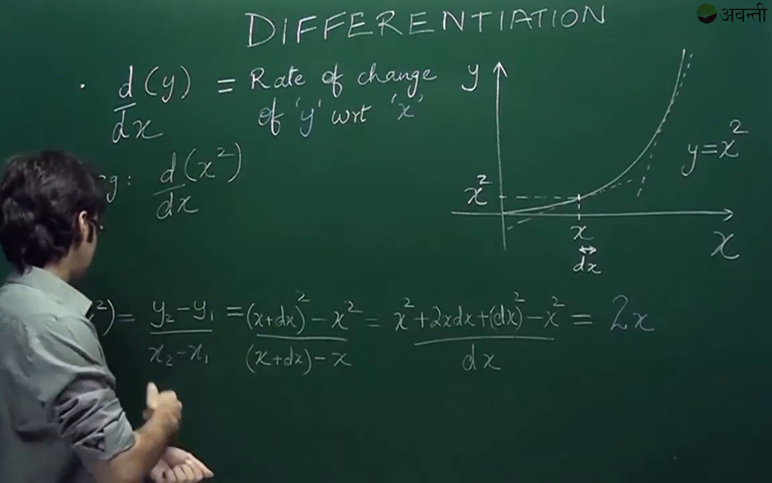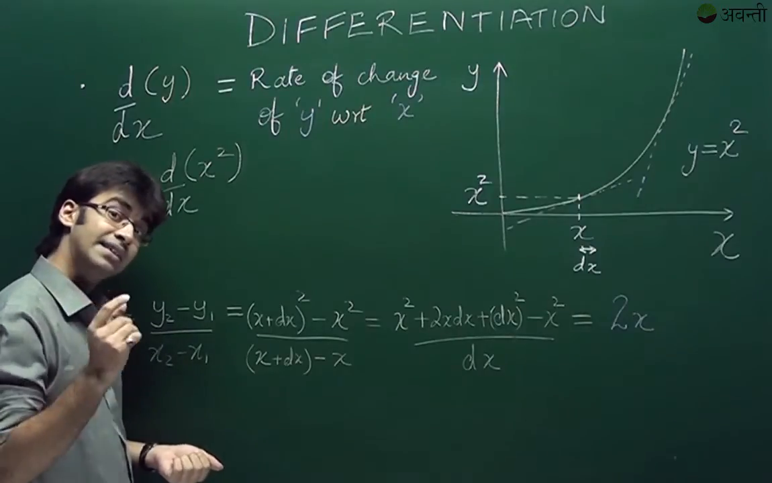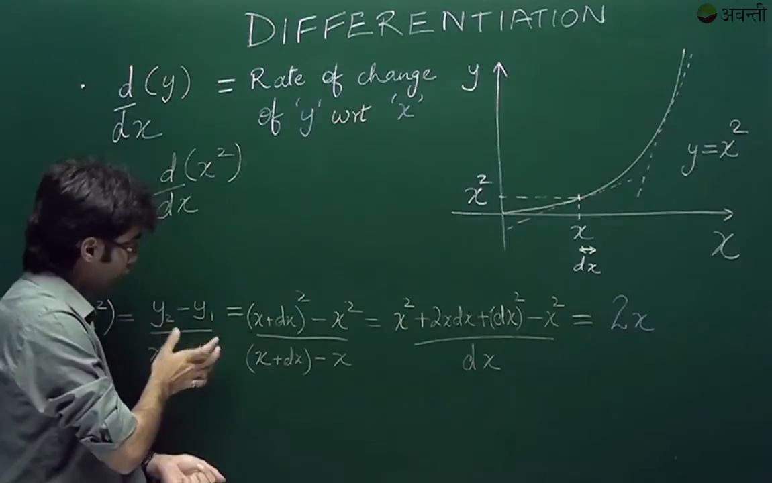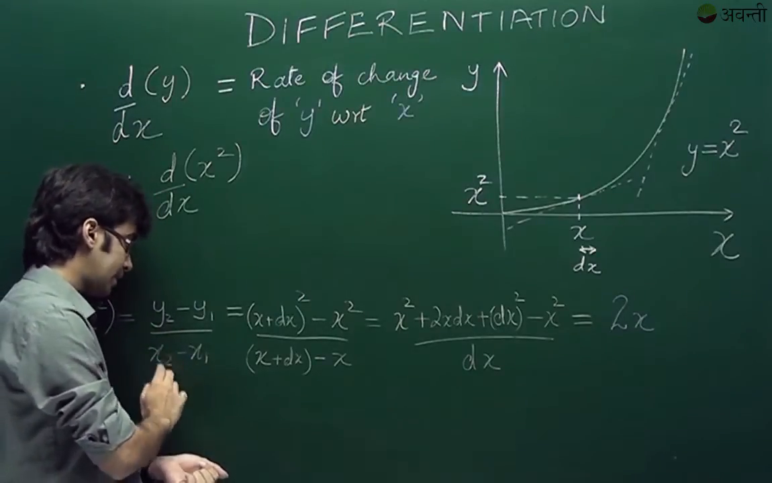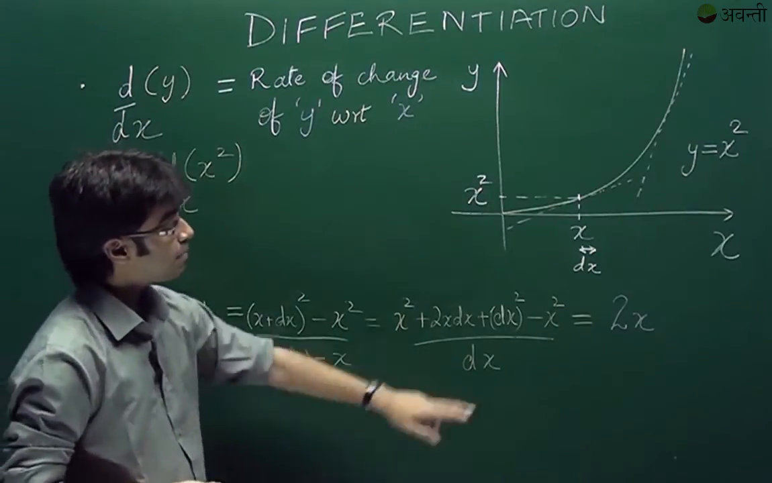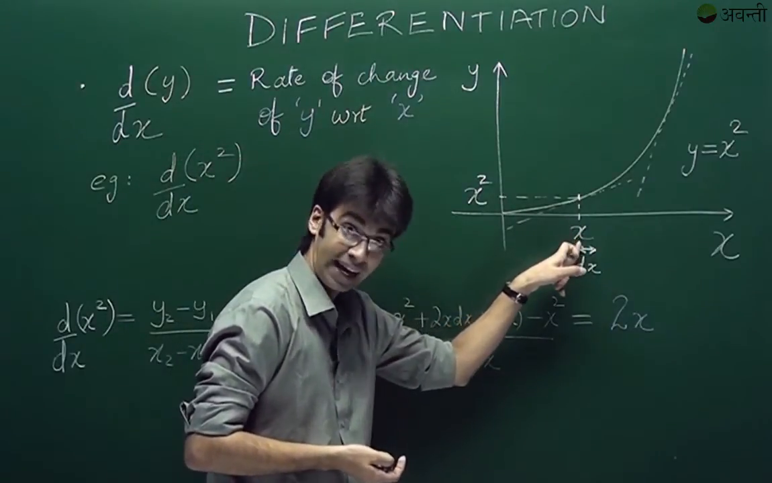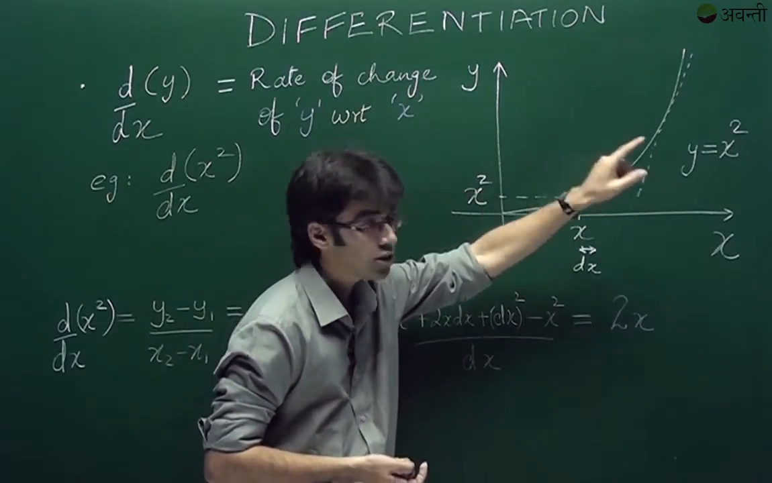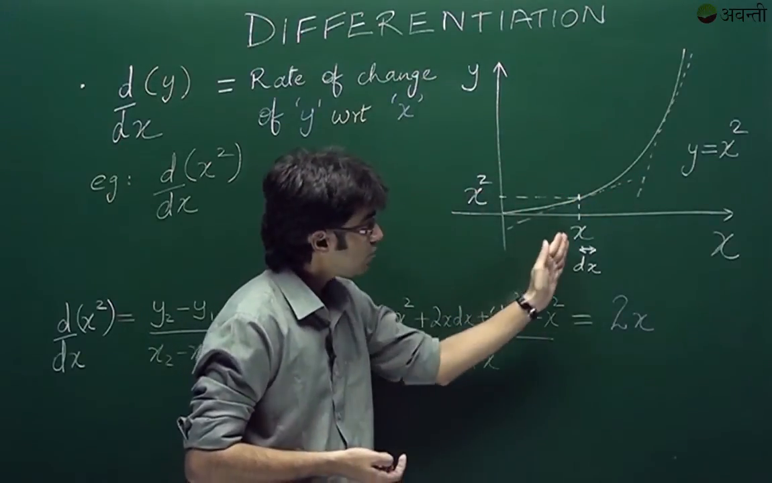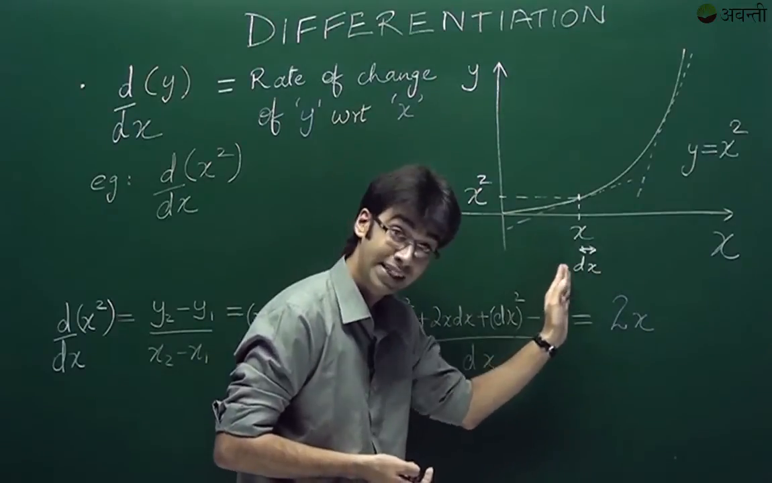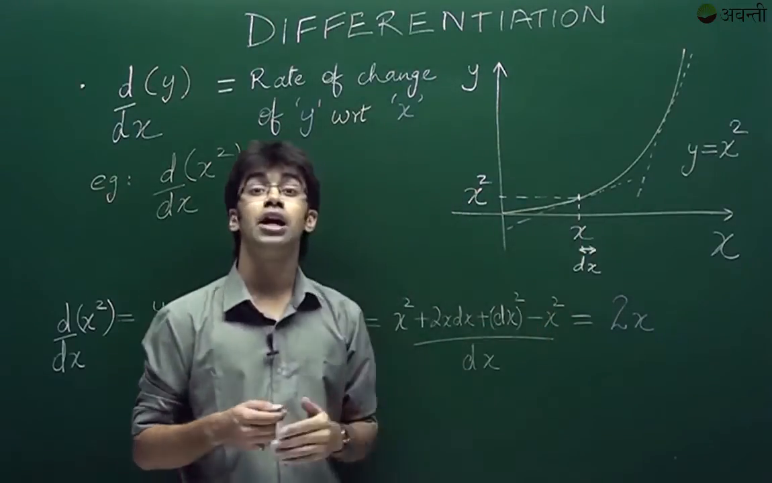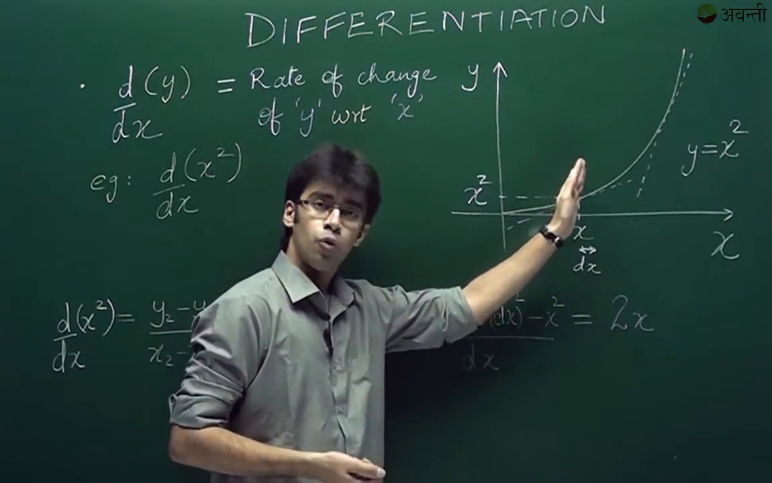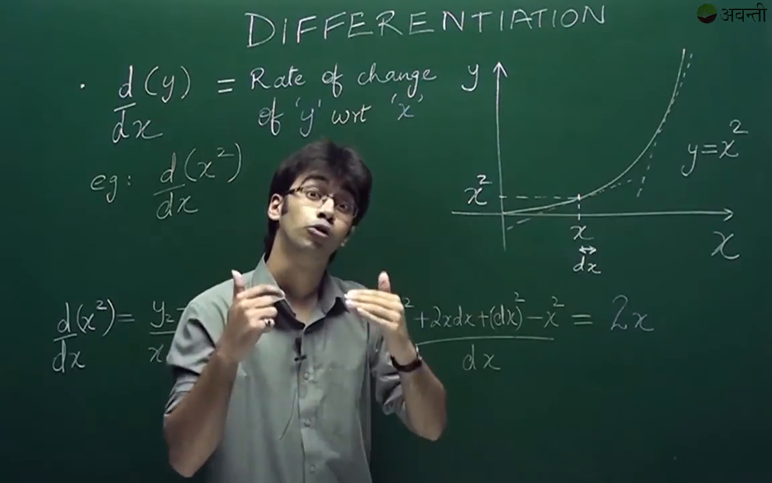We know that to find d by dx of x square, we essentially need to find the slope, y2 minus y1 upon x2 minus x1, for which we need 2 points, x1 comma y1 and x2 comma y2. I'll take my original point to be any point x, for which the corresponding value of y would be x square, because the function is y equal to x square. Then I will shift x by a small amount dx, such that my next point would now become x plus dx. The corresponding value of y would then become x plus dx the whole squared.